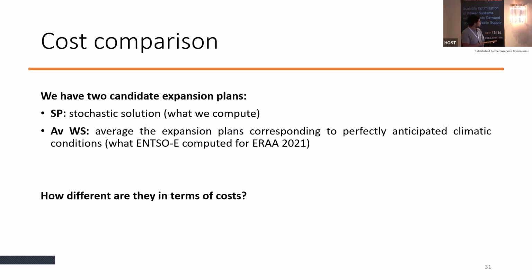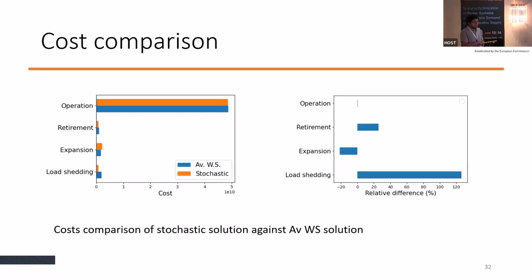Now what I would like to do is go a bit deeper into the cost comparison. So far we have two candidate expansion plans. One of them is the one that we obtained with our stochastic solution, with the algorithm that I just mentioned. The other one is this average wait-and-see solution, which is the one that ENSUI used for ERA 2021. We want to understand how different they are in terms of costs. In this slide, you see the breakdown of the cost into four categories: the operational cost, the retirement cost, the expansion cost, and the load shedding cost.